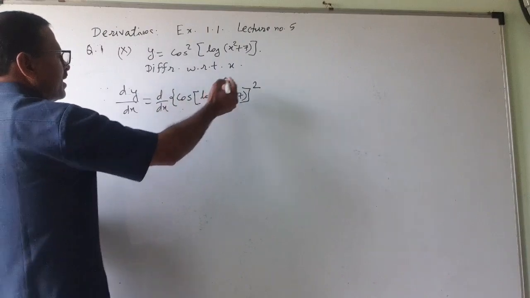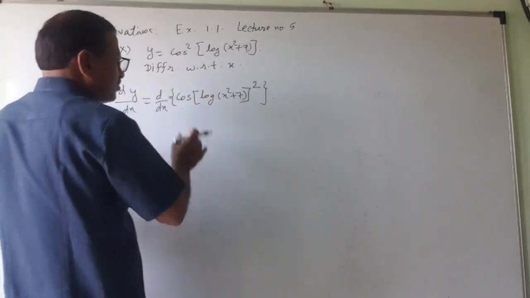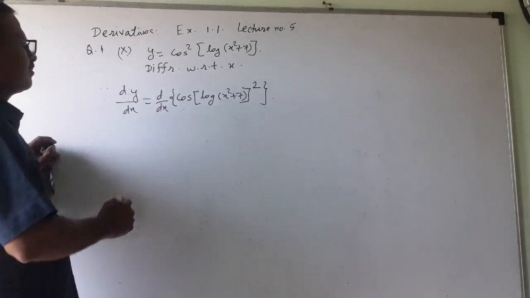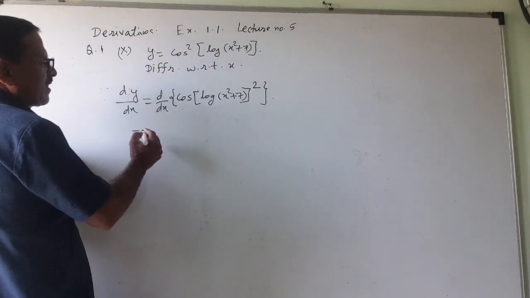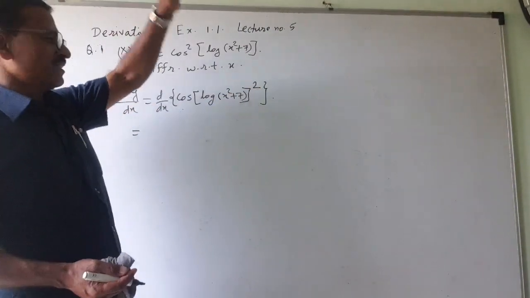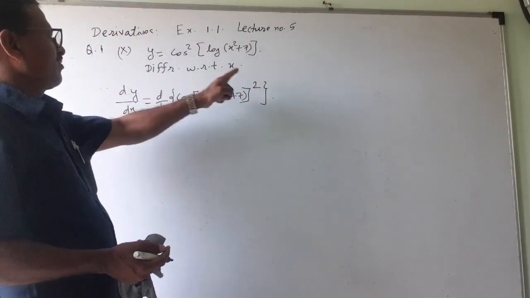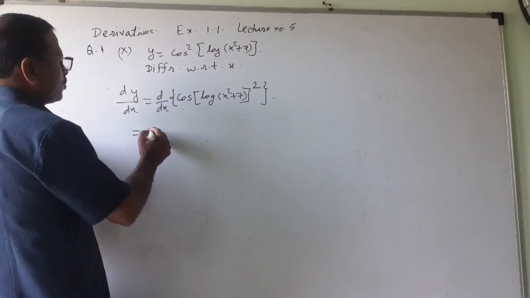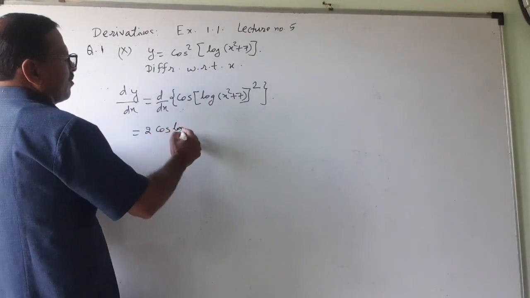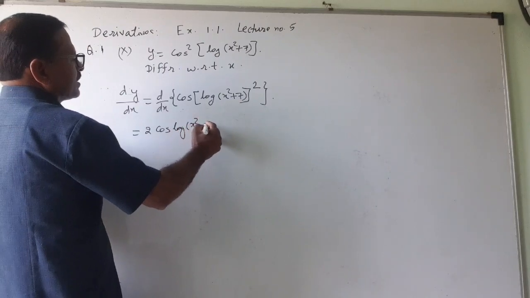I am taking the derivative of this. Generally, whose derivative you are taking, put a bracket. Not needed, but you should have that habit. Now the derivative of the power function: these 2 will come here and 1 subtracted. So 2 into cos of log of x square plus 7.